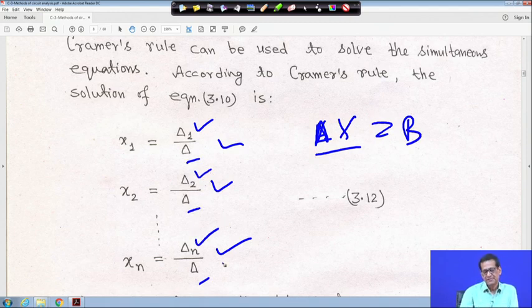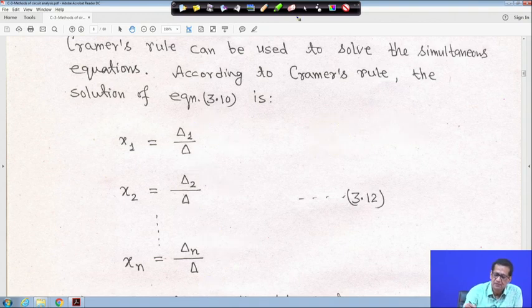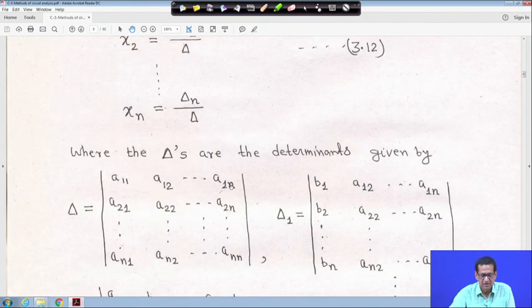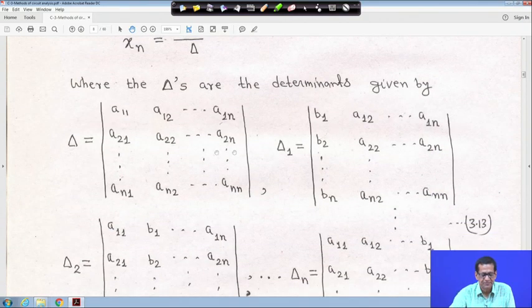The deltas are determinants, but we have to know some procedure to solve them quickly, right. In this case, delta is the determinant, and delta 1, delta 2, up to delta n are also determinants. Delta is given by this determinant: a11, a12, a1n, a21, a22, a2n and an1, an2, ann. This is the determinant delta. Now, for delta 1, delta 2, delta 3, what will you do, right?